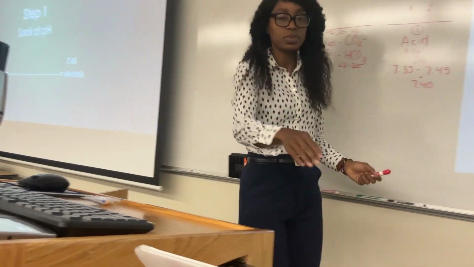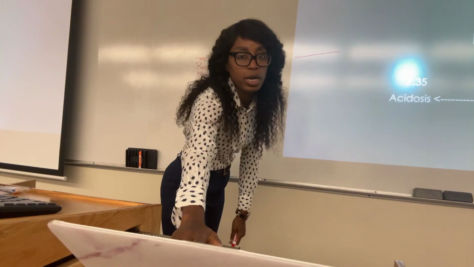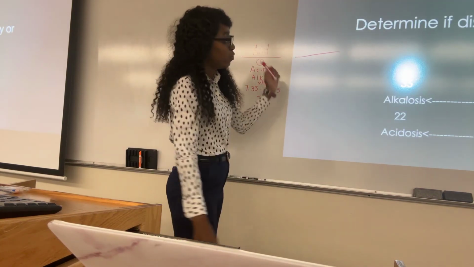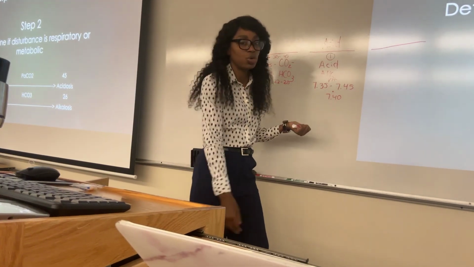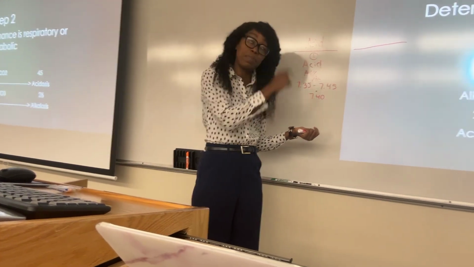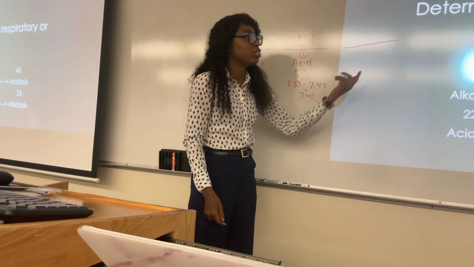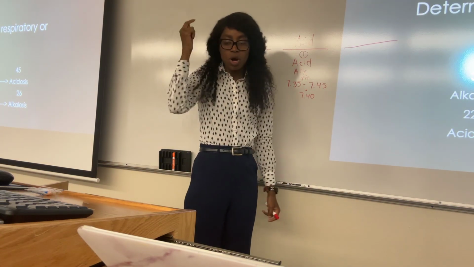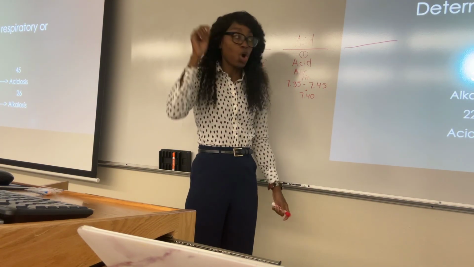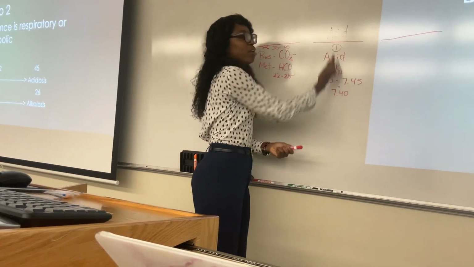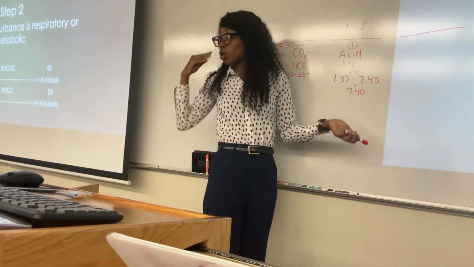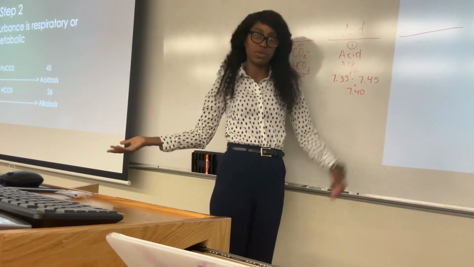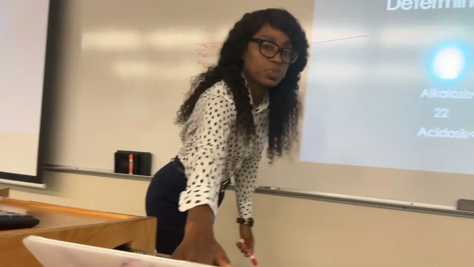Let's go through our slides here. First we said determine whether the disturbance is respiratory or metabolic. So first we determine the pH. Then we figure out, is it respiratory or metabolic? You always call the problem by its name. What's causing this thing to be whatever it says it is? The most important thing is to remember your pH, and that's already stuck in your mind, I hope. 7.35 to 7.45, right?